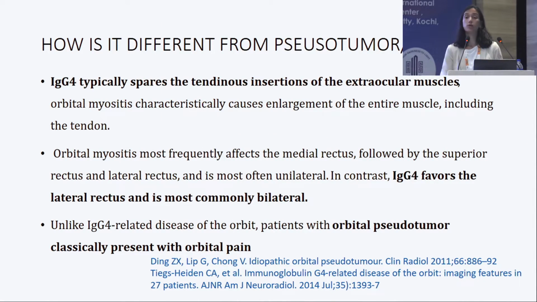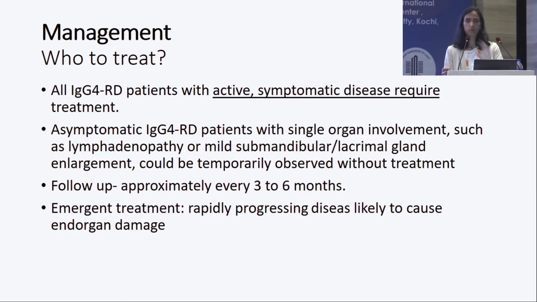And yes, how is it different from pseudotumor? We keep on talking about orbital inflammation, and people keep on saying a lot of orbital inflammatory disease is now IgG4 actually. How is it different? So extraocular muscle involvement in myositis typically involves tendons. IgG4 does not. The other thing, myositis is painful. IgG4 is not. Myositis in fact involves the medial rectus, the superior rectus. IgG4 involves the lateral rectus. So those are some things which may help you to start thinking of IgG4.